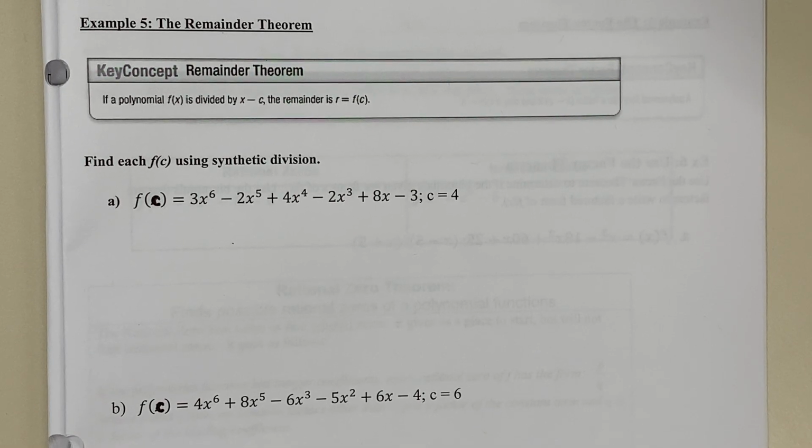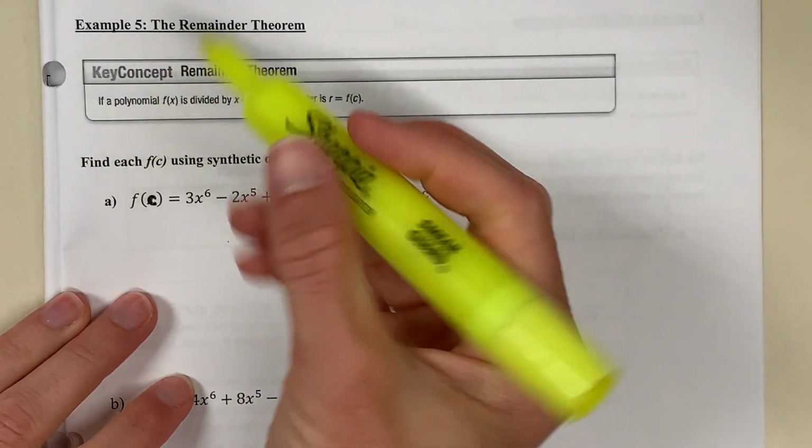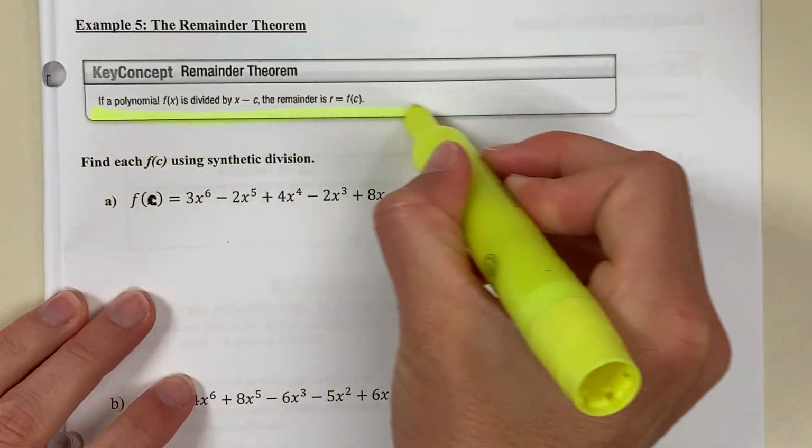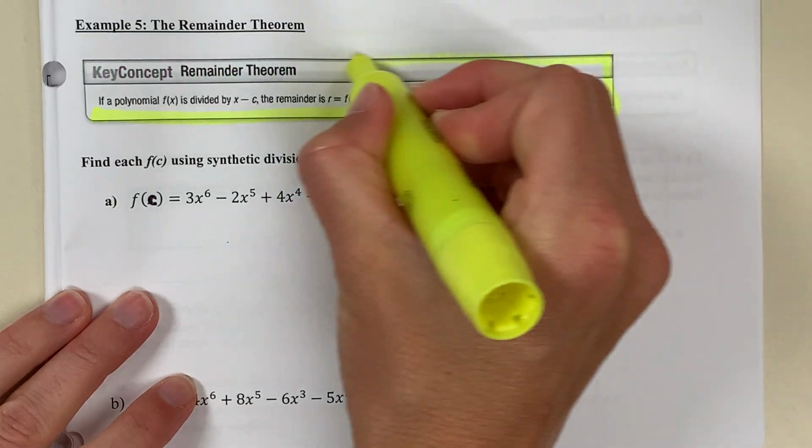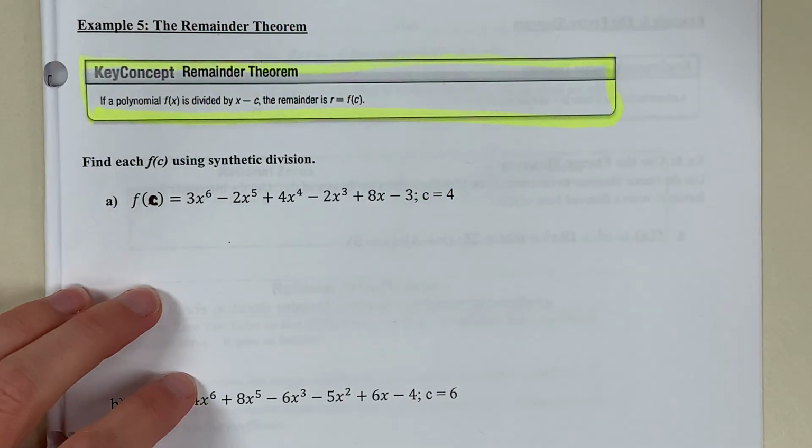Chapter 2, Lesson 3 continued. Example 5 is the remainder theorem. The remainder theorem is a very useful theorem when we're dealing with algebra and our polynomial functions because it is an alternative way to evaluate a function at a given value.